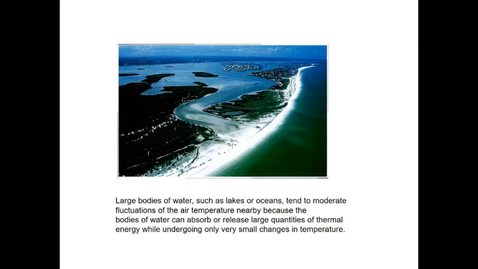So I said that water has the highest specific heat. That's why large bodies of water such as lakes and oceans tend to moderate fluctuations of the air temperature nearby, because bodies of water can absorb or release large quantities of thermal energy due to their higher specific heat, undergoing only very small changes in temperature.